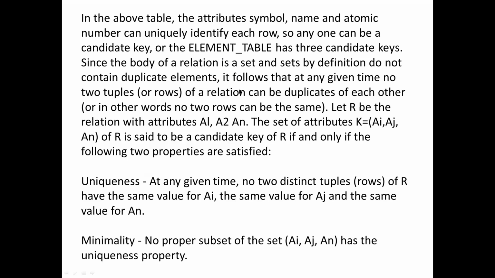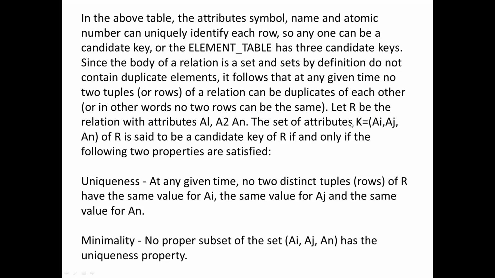Since the body of a relation is a set, and sets by definition do not contain duplicate elements, right? We do not contain any duplicate elements. It follows that at any given time, no two tuples of a relation can be duplicates of each other, or in other words, no two rows can be the same. So what kind of properties must be followed by a table in order to have a candidate key?